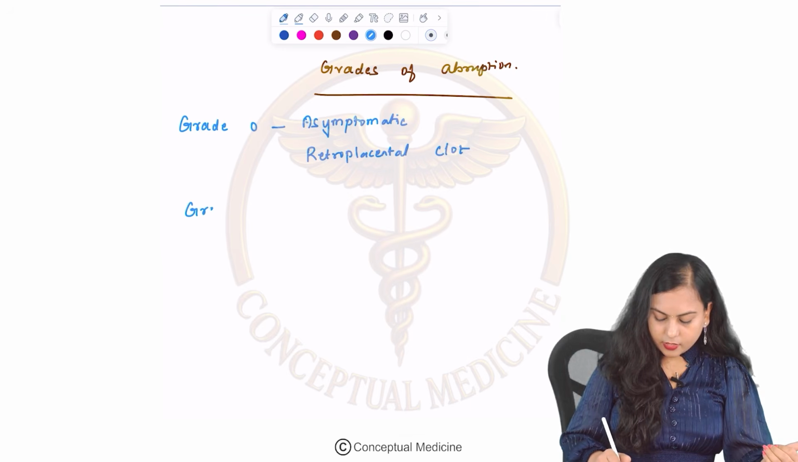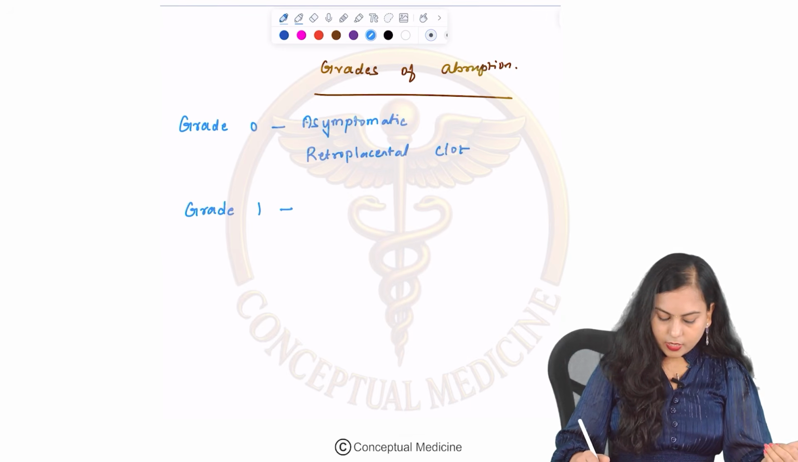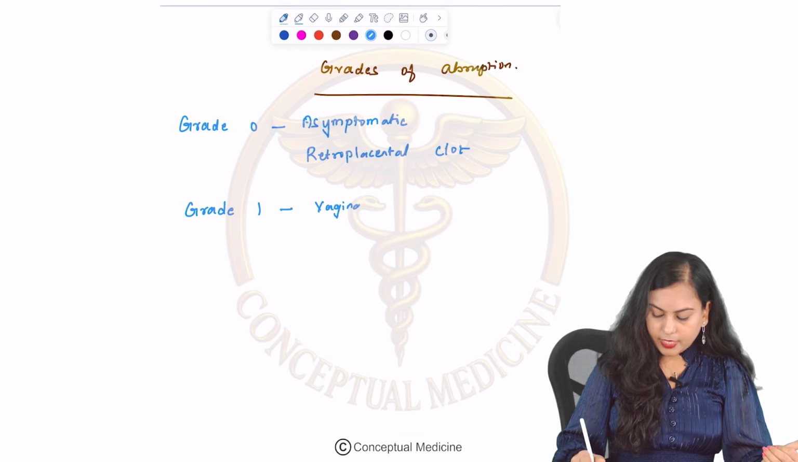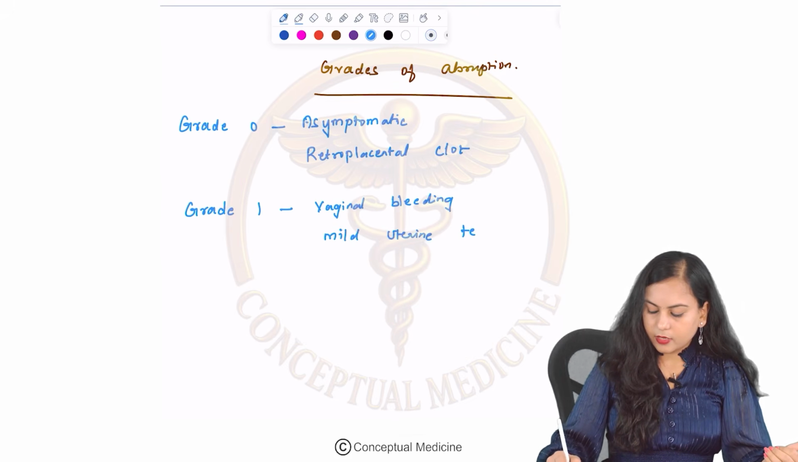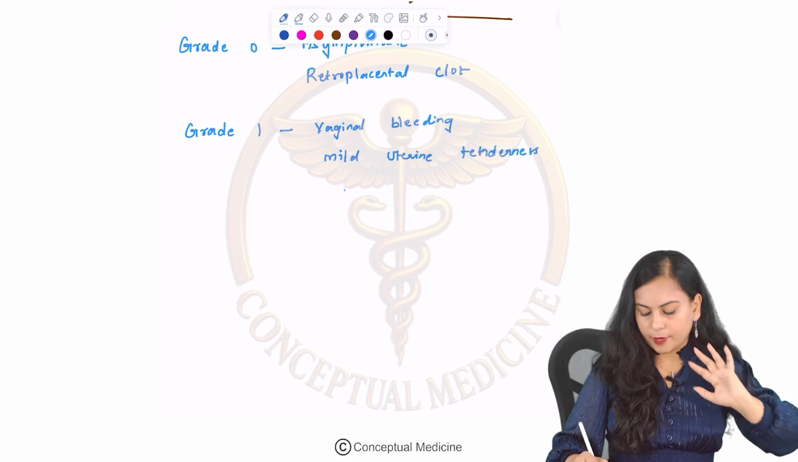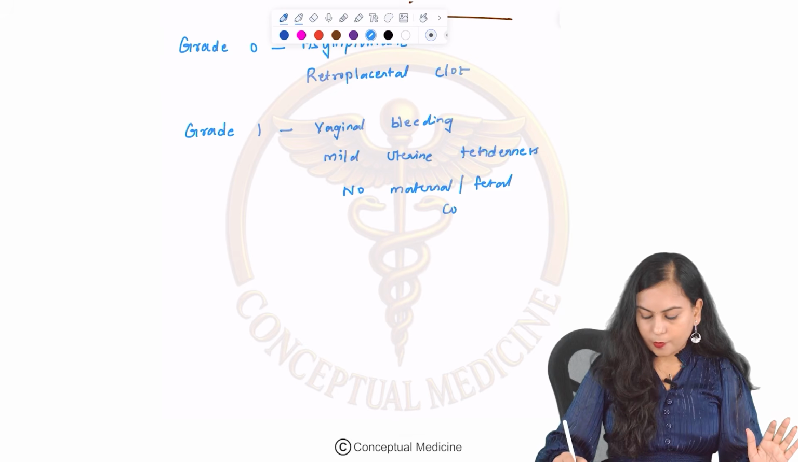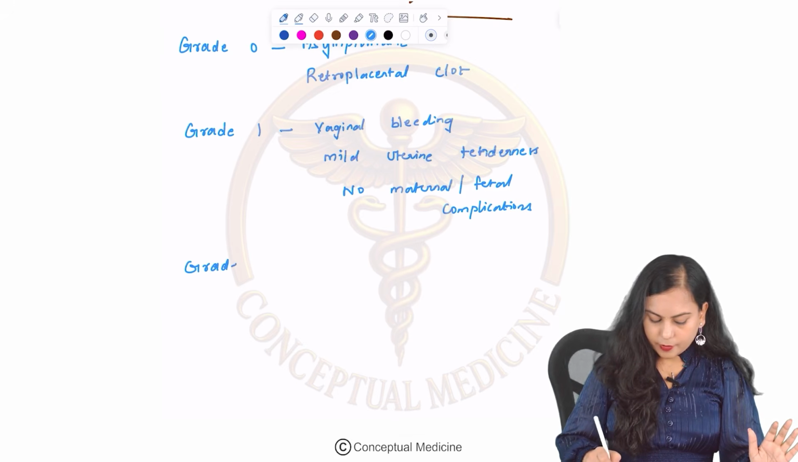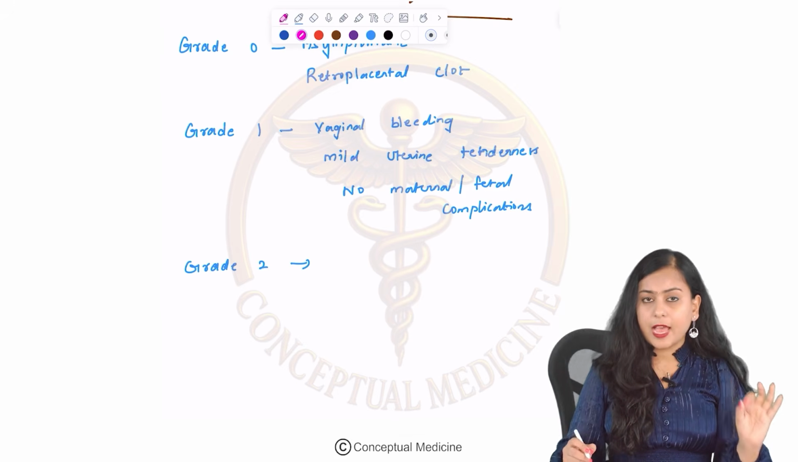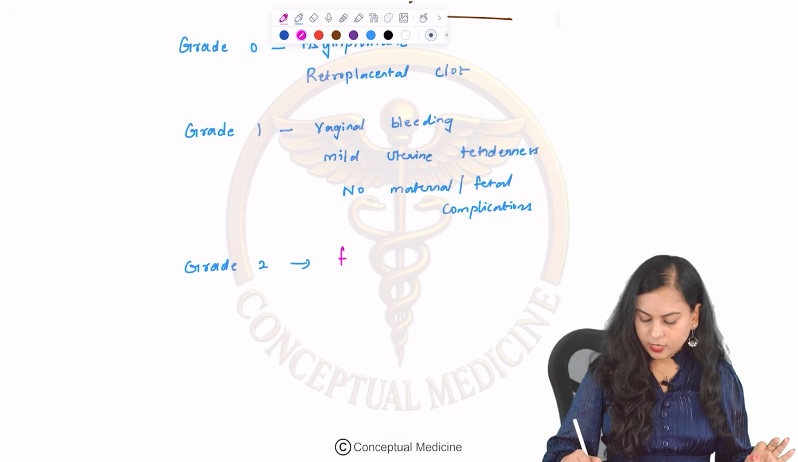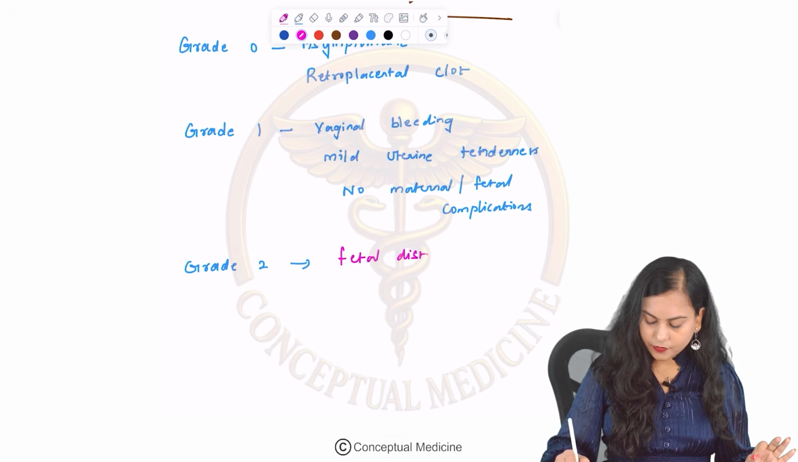Right. Next is grade 1 abruption, where there can be vaginal bleeding and mild uterine tenderness, but no maternal or fetal complications. Okay, you have no maternal or fetal complications. Next is grade 2 abruption, where you will have fetal distress or death. Okay, you have fetal distress or death.